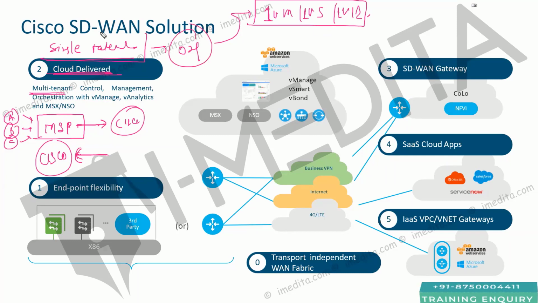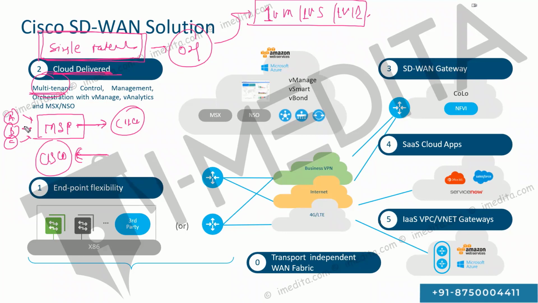Single tenant deployment of the controller. Single tenant means you are the only tenant, you are the only owner, for example, of those resources. Of course, it is going to cost you a little bit more as compared to the multi-tenant deployment. What do we mean by multi-tenant deployment?